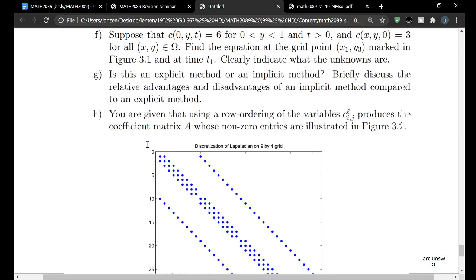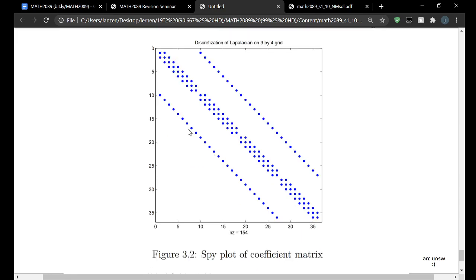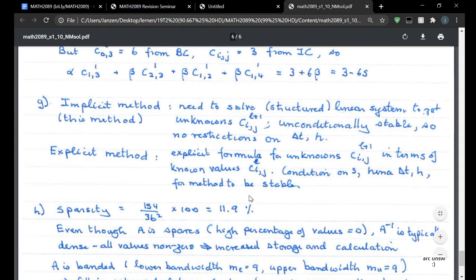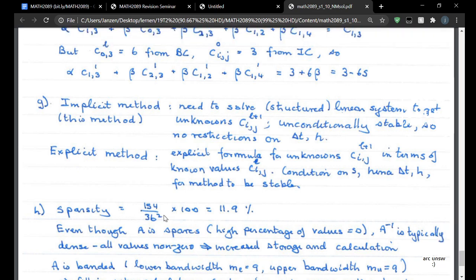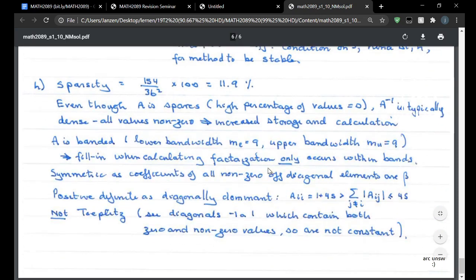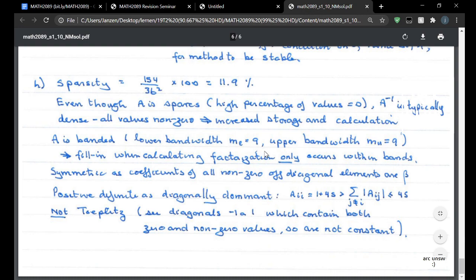Okay, so we are given this matrix. We did do this question in the slides earlier, and we found that the sparsity was around 11.9. Again, they give us the non-zero elements and the dimensions of the matrix. Someone wanted us to do some earlier mid-semester exam questions. Alright, I can do that. Yeah, basically this is the end of the paper anyway.